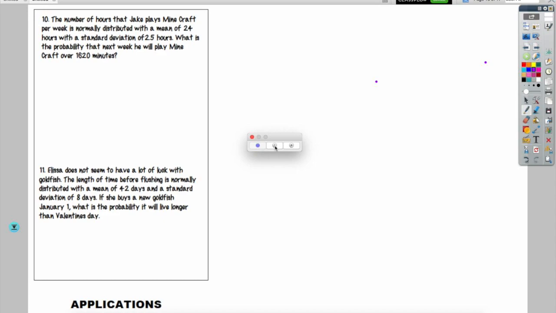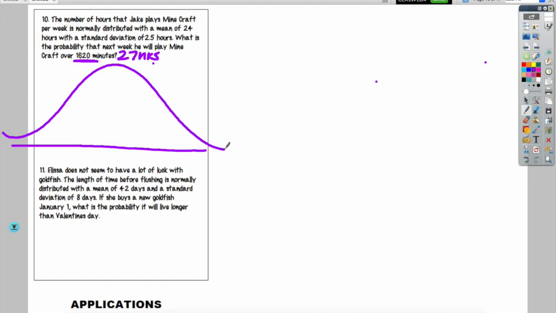So, the number of hours that Jake plays Minecraft per week is normally distributed with a mean of 24 and a standard deviation of 2.5 hours. What is the probability that next week you will play Minecraft over 1,620 minutes? If you notice, you're going to have to convert this to hours. How many hours is that? 27. So you do need to convert that to hours, otherwise you're not going to be able to work on this problem. You need to make sure you have the same units of measurement.